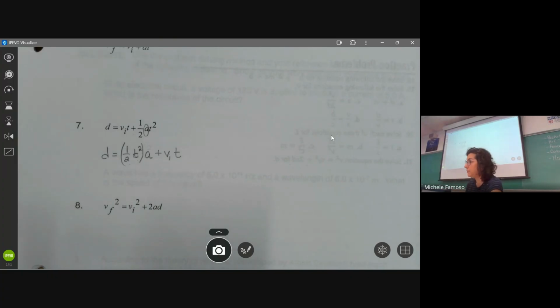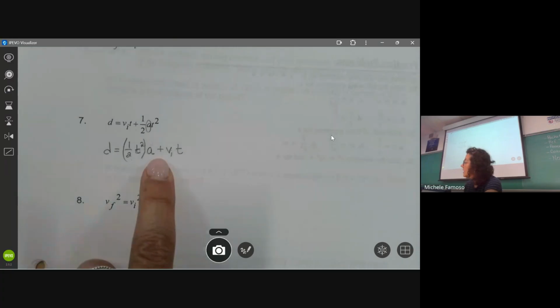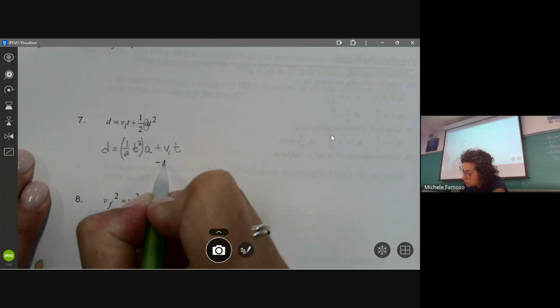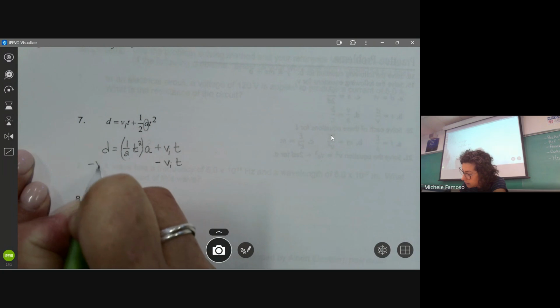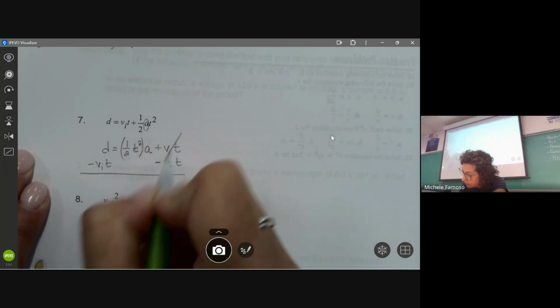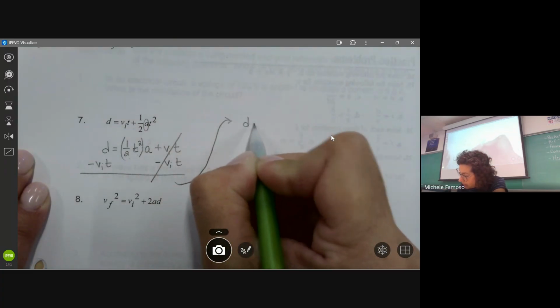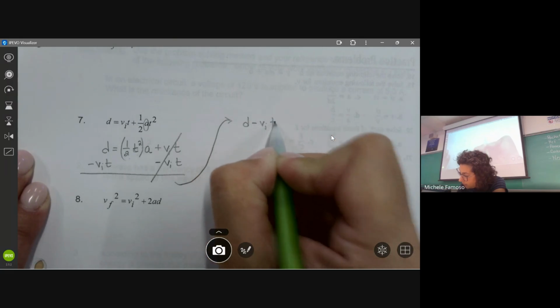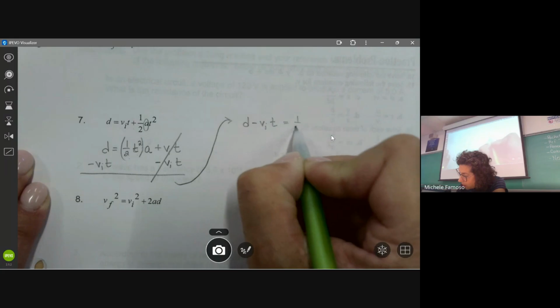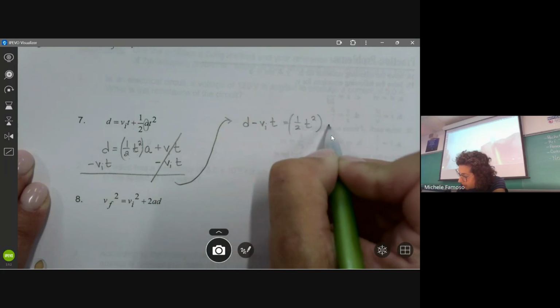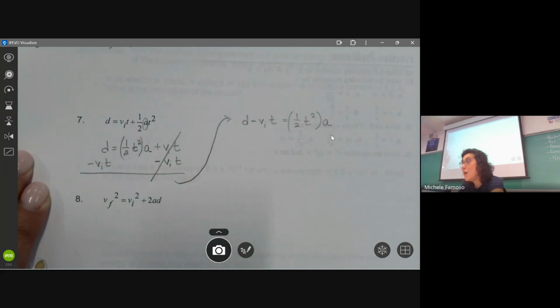That way I see this as one term that precedes the a, and that makes it a lot easier to do the manipulation. So at this point, what I would do to solve it first is now undo the addition, right? SADMAP, I got to take care of any addition or subtraction I see first. So I'm going to subtract the vit from both sides. Get rid of it, leaving me with a new equation, which looks like d minus vit is 1/2 of the t squared times the a. And now it's really easy to solve for a. What would I do?